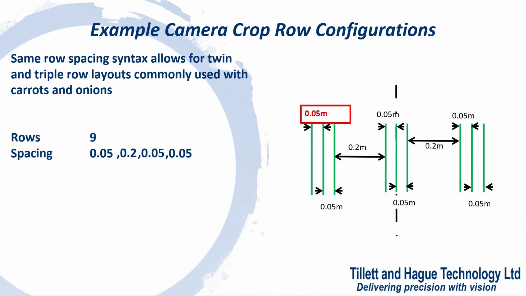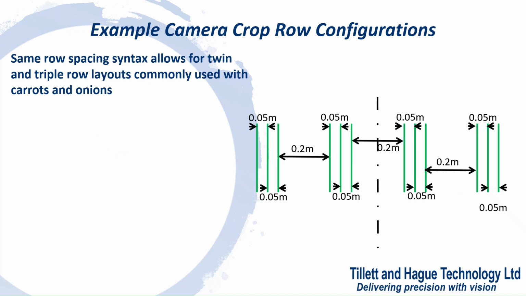Here is another example using the same principles, with even more rows, 12 in this case. But the principle is the same, working out from the centre. The row spacing list just gets a bit longer.